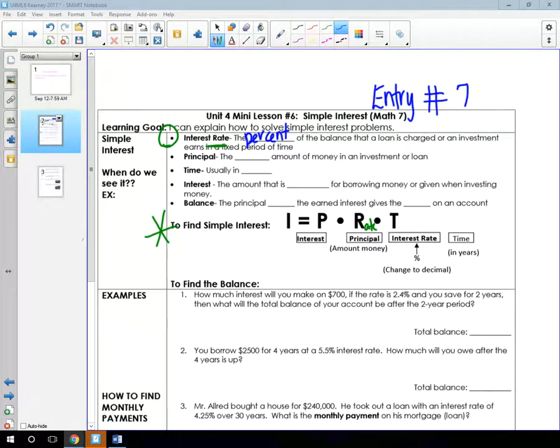So you're earning a little percentage over time. Or if you take out a loan, your loan is being charged a little percentage over time. Okay, so that is the R.